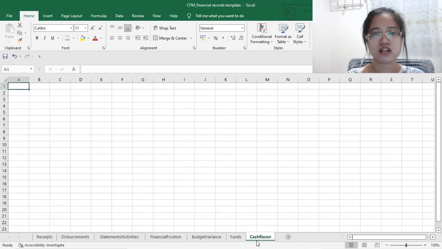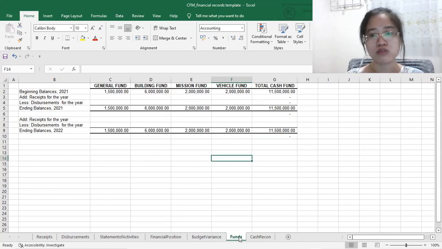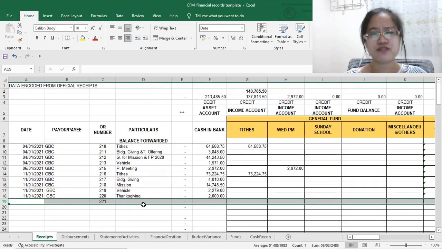Okay, then the cash reconciliation, maybe later if we still have time, I'm going to show you how to do cash reconciliation. But again, for a church, it's a simple operation, so it might not be very complicated for a church. Okay. All right, so that's that for the audit. If you have questions, you can just raise them in the GC or in the comment section.